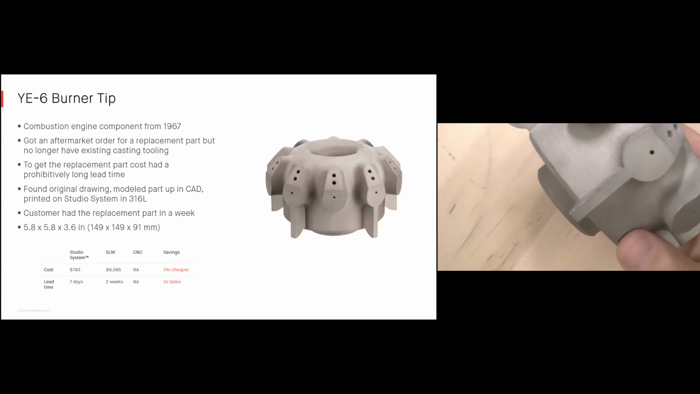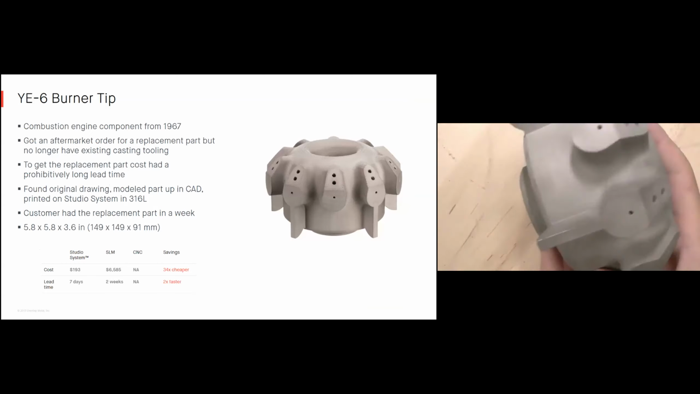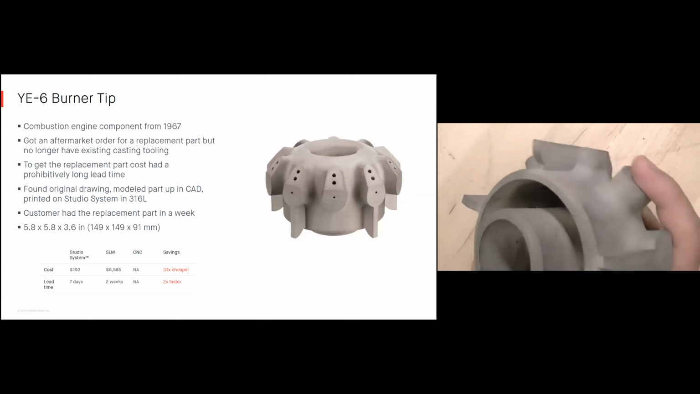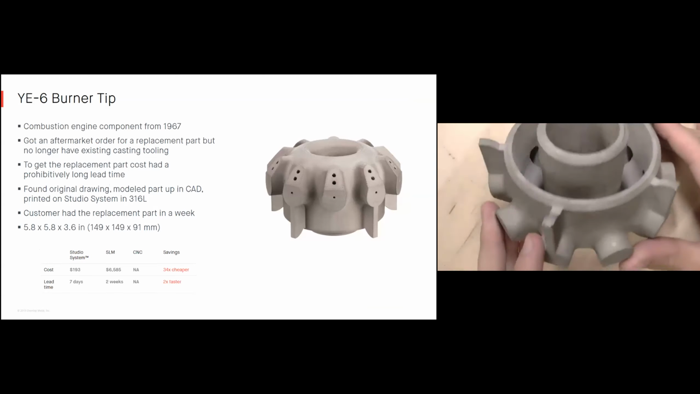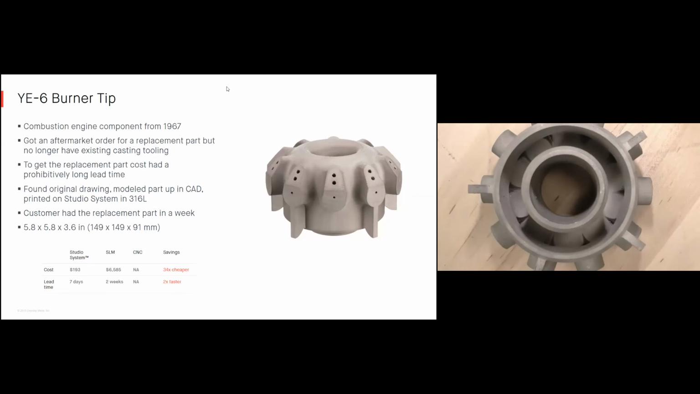The alternative, this part actually cannot be produced with CNC machining because of some of the undercuts in here, was about $6,600 just because it's so large. So, a great example, also produced in 316L for that heat resistance, a great sturdy part for those urgent aftermarket orders.